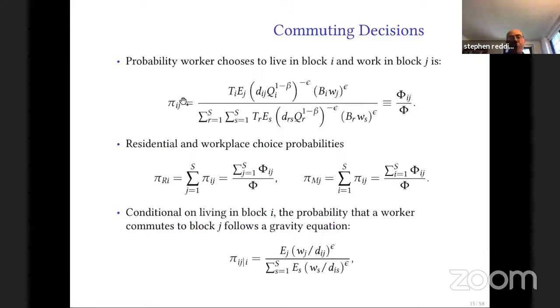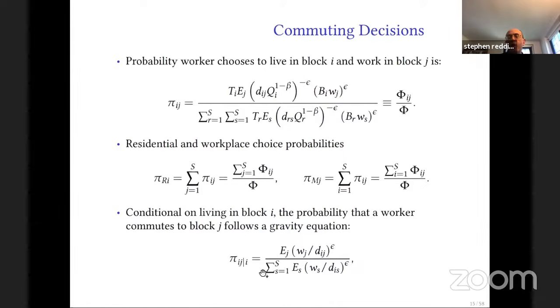Furthermore, if I take the probability that you commute between I and J, and I divide by the probability that you live in I, that gives me the conditional commuting probability. What's the probability that you commute from residence I to workplace J, conditional on living in residence I? And that takes this simpler expression down here, where the terms in amenities have cancelled and the terms in the price of residential floor space have cancelled.